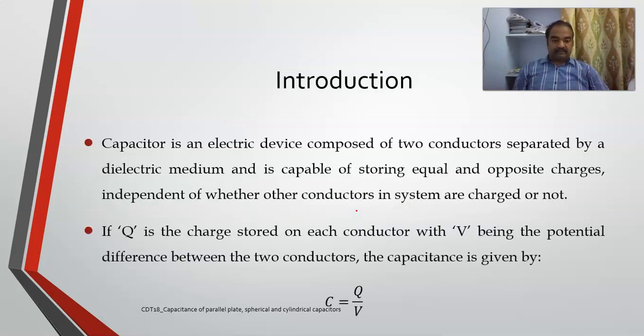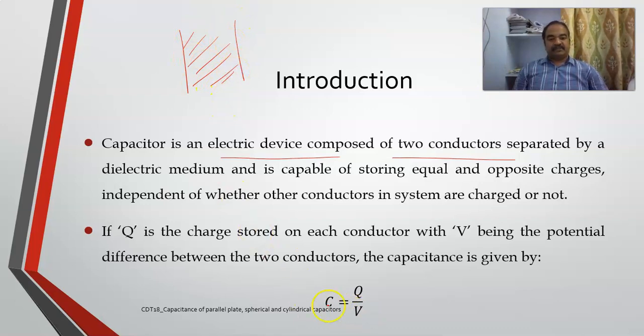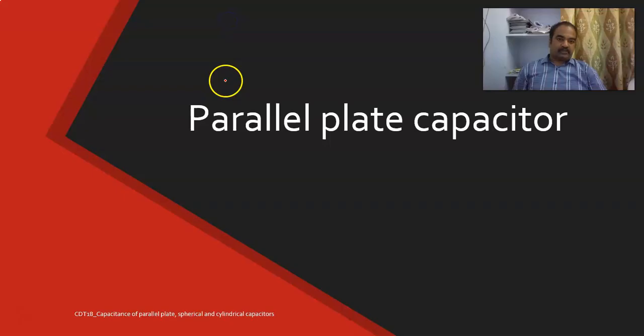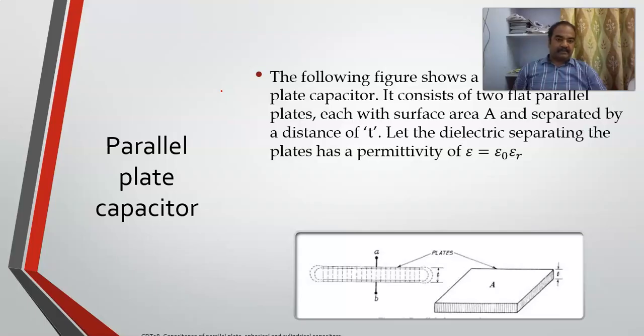Now I'll start with the capacitor, which we have already discussed. A capacitor is an electric device composed of two conductors separated by a dielectric medium. The capacitance is given by the charge, equal and opposite charge present on either of the plates, and the potential difference between them. It depends upon the charge, the dielectric medium, and the potential. So now we'll start with the basic configuration of the parallel plate capacitor.